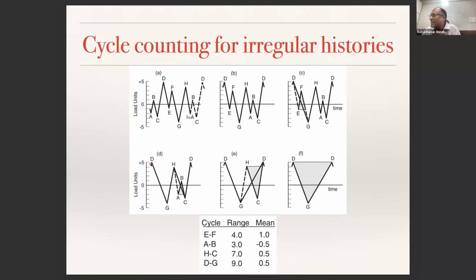Now let us look at it. D, G, H, A, B, C, D. D, G, G, H. GH is smaller than DG, so I cannot count the cycle, isn't it? Yes or no? GH is smaller than DG, so I cannot count DG as a cycle. HA is smaller than GH, so I cannot count the cycle.